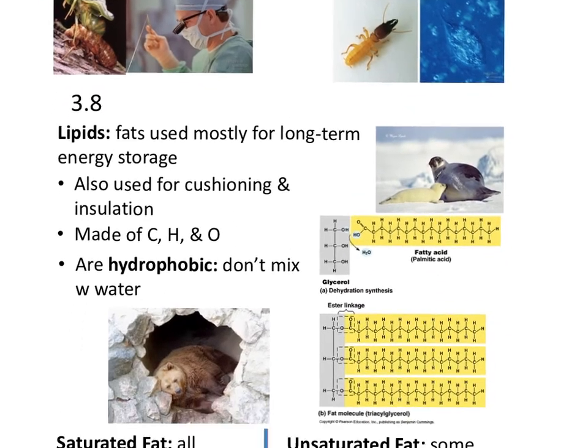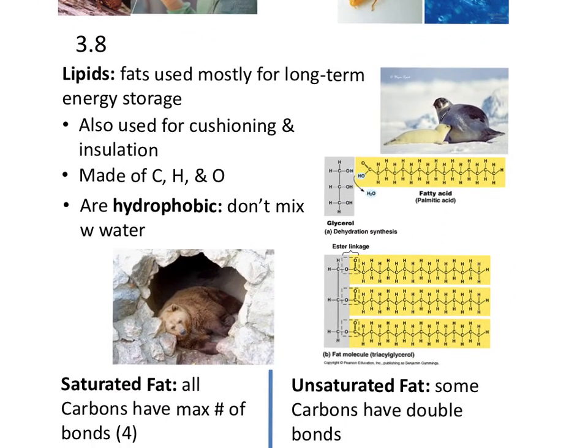The second group of macromolecules is lipids. Lipids are fats. They are fats that are used for long-term energy storage. A lot of animals that eat only every so often, like a great white shark, a killer whale, a polar bear, are not necessarily eating every single day. So they tend to have a lot of blubber, a lot of fat storage, so that they can go long periods of time without eating.